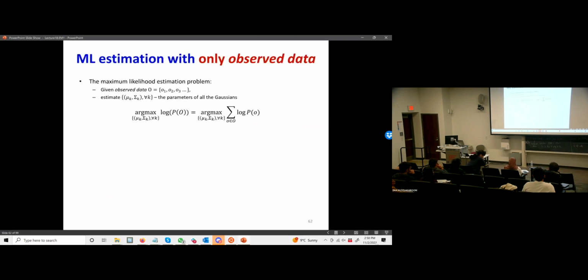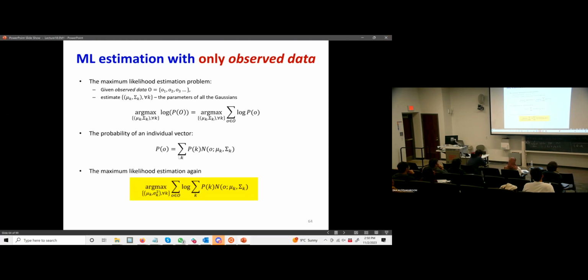And so when I try to perform my maximum likelihood estimation, I'm maximizing the log likelihood of the data that I did observe. But then P of O, we know, is the sum over all Gaussians of the probability of the Gaussian times the probability of the observation from that Gaussian. So if I stick this formula into my maximum likelihood estimator, once again, I have a log of a sum, which is going to be very ugly for me to optimize.